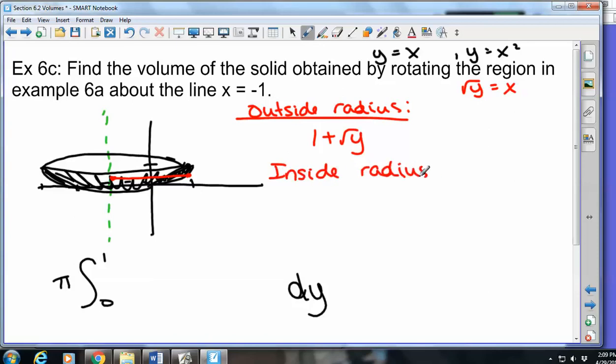The inside radius. Okay, we can think of it the same way. That's going to be the line, y equals x. So from the y-axis over, it would be a distance of x. To get from here to my line, it would be 1. So my entire radius would be 1 plus, but instead of x, we have to call it y.